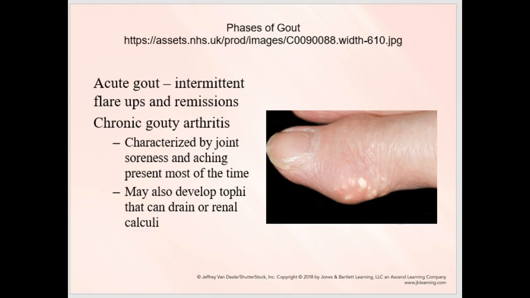They can develop these tophi. So these tophi are these obvious, gross, not disgusting, can be seen with the naked eye, presentations in or around the joints, such as we've seen here, and that can drain, and also renal calculi. So this is part of the issue with people with gout, why they're recommended to go on their medicine permanently, is so they don't develop renal calculi and also not stress the kidneys too much.